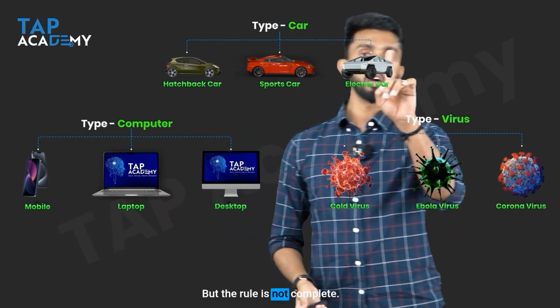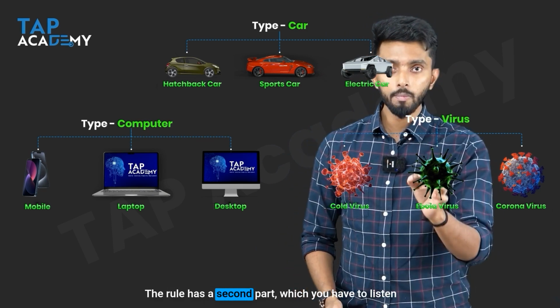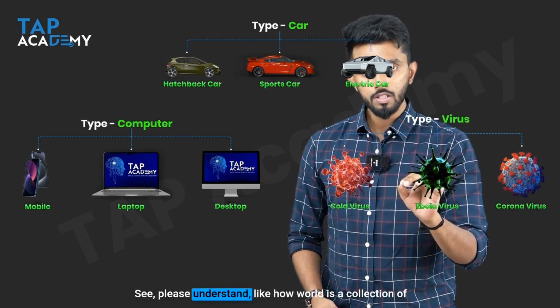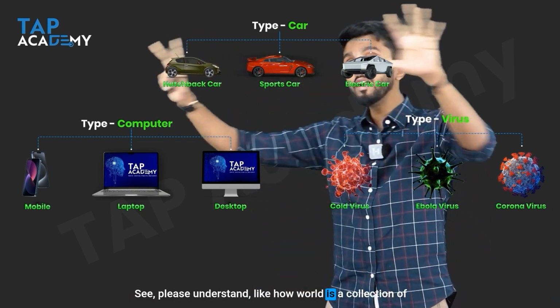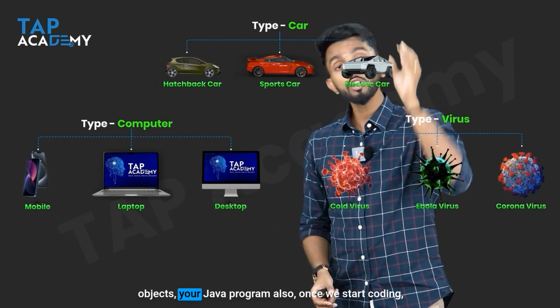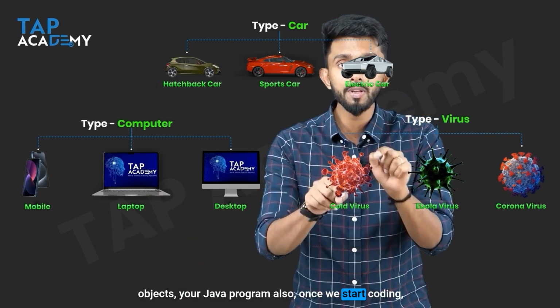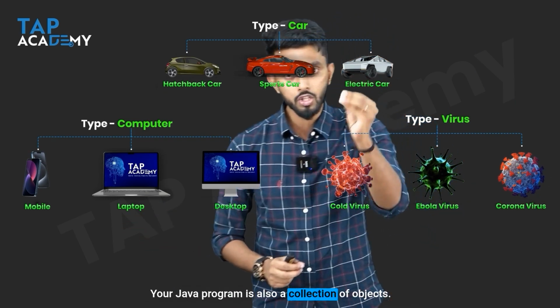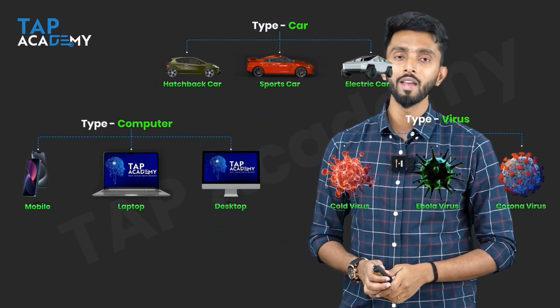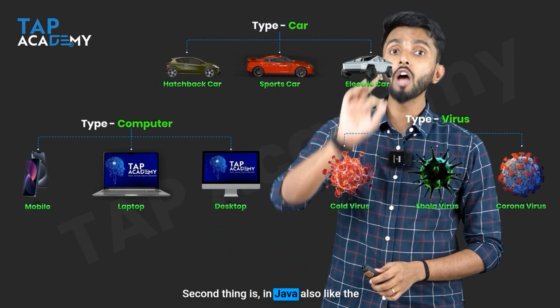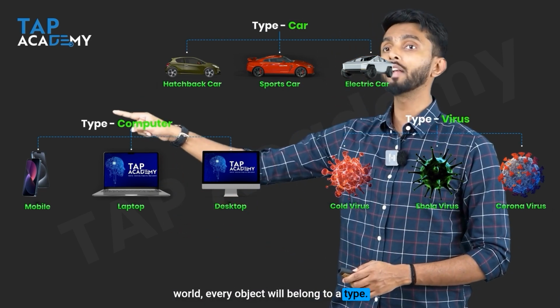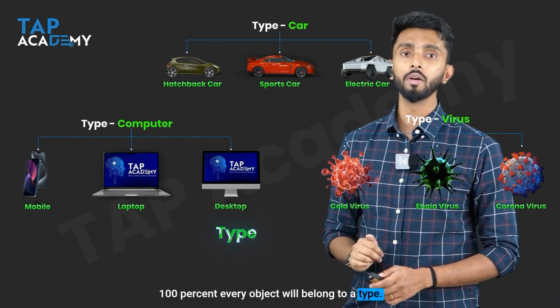But the rule is not complete. The rule has a second part which you have to listen to carefully, otherwise you will not understand. Please understand, just like the world is a collection of objects, your Java program also, once we start coding, you will realize is nothing but a collection of objects. You will realize it very soon. Second thing is, in Java also, like the world, every object will belong to a type. 100% every object will belong to a type.